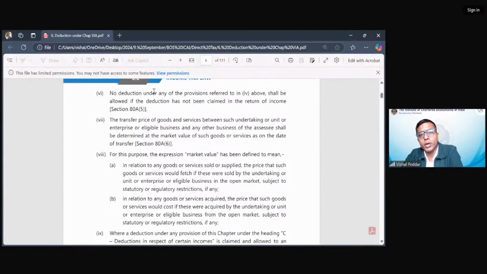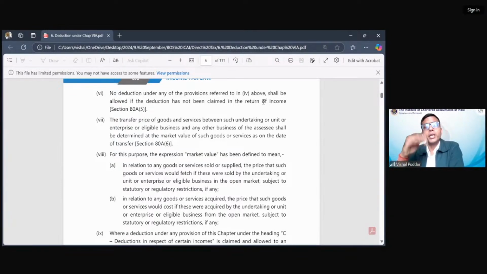Again, what it's saying, no deduction under any of the provisions referred to in clause 4. What is clause 4? 10AA, that is SEZ, or heading C, that is businesses in backward area, backward states, or some specified category of businesses. So for this, what is another condition? They shall be allowed if deduction has not been claimed in the return of income. So what it says, when you are filing the return of income, now I'm sure you all would be knowing what is return of income. It is the details of your income which you submit to the government in a specified format. That format is called as return of income.